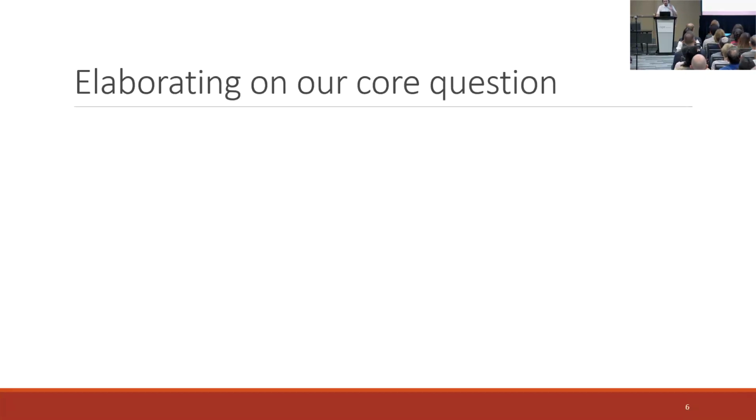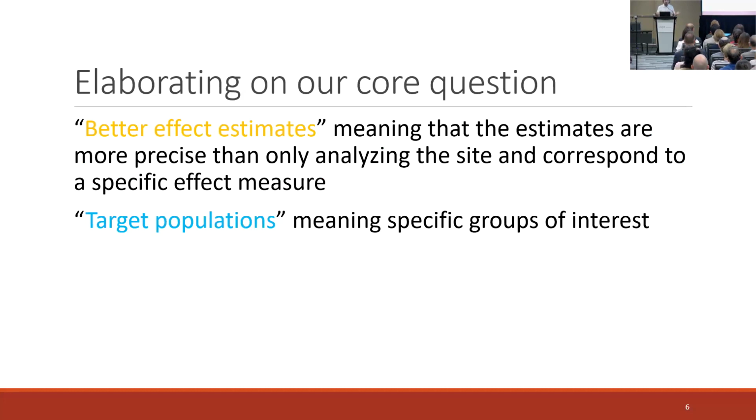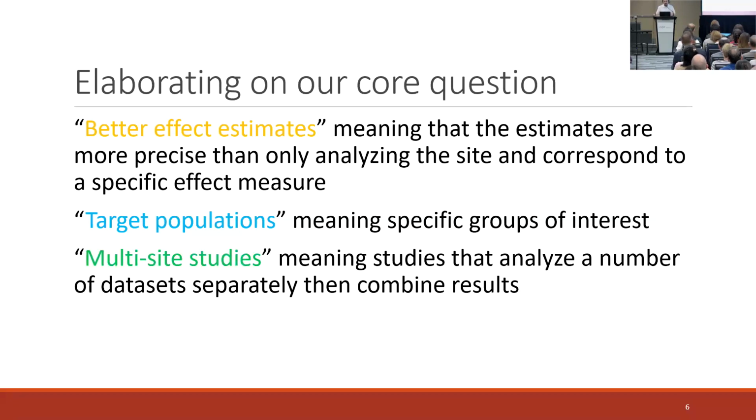First, let's do that explanation. A better effect estimate is an estimate that's more precise than just analyzing the site, because you could just analyze those sites and say that's the estimate, and it also corresponds to a specific effect measure. You can clearly say this is the estimate in such and such population. Target populations are just specific groups of interest. On that slide, we had Alberta, Saskatchewan, CPRD. All of those are potential target populations we might care about. Multi-site studies are just studies that have a number of data sets collected separately and then combine the results together through some synthesis mechanism.